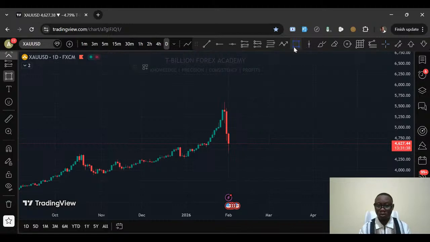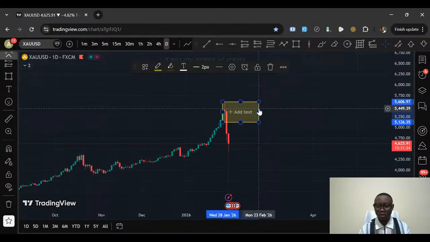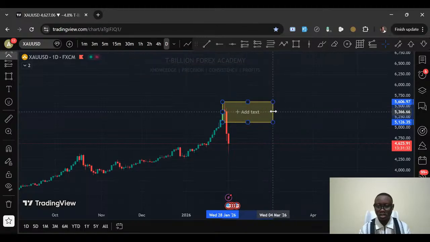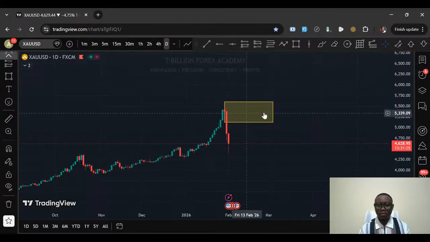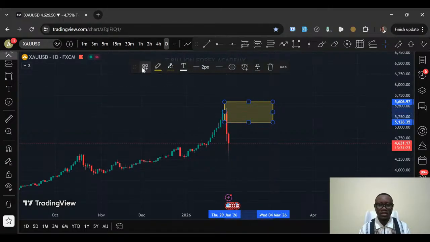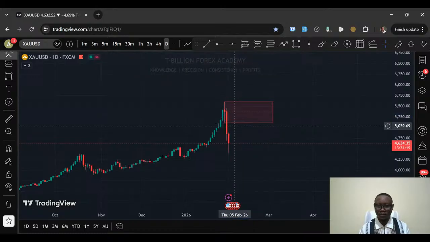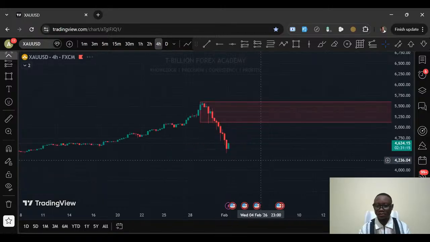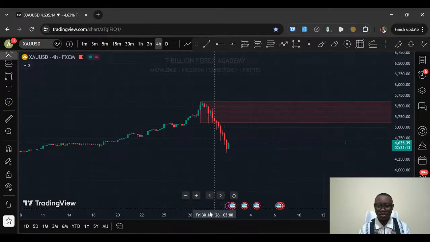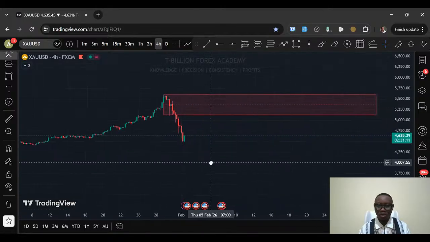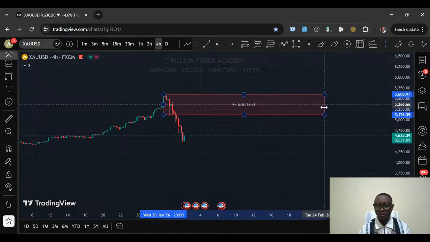So on the daily time frame, I'm not getting a clear market shift or break of structure. But I'll mark out this as our supply order block zone. So let's drill down to the 4H time frame to further refine the zone and identify other zones.